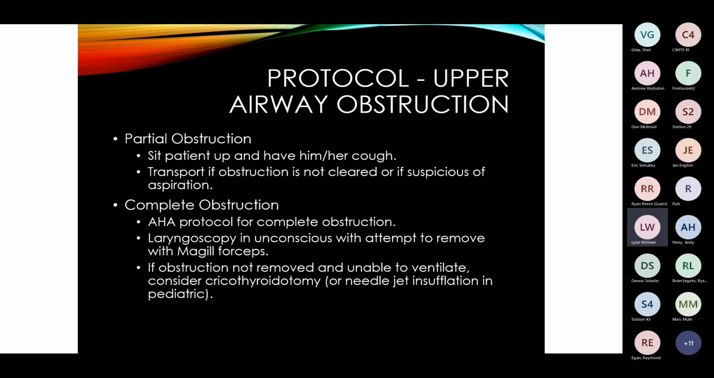With partial obstruction, obviously we sit the patient up and have her cough. Transport if the obstruction is not cleared, or if you're suspicious of an aspiration. With complete obstruction, follow the American Heart Association protocol for complete obstruction. Use a laryngoscope if the patient's unconscious and attempt to remove the object with Magill forceps. If you can't remove it and you're unable to ventilate, we consider a cricothyrotomy in an older child or a needle jet insufflation in pediatrics.